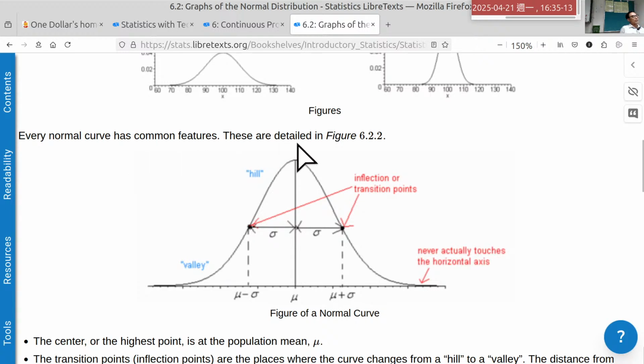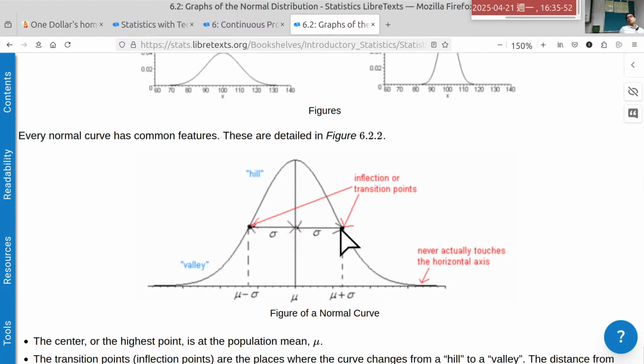Those are detailed in figure 6.2.2. The highest point we call mu, or the average. Moving to the right, here is sigma. And to the left, here is sigma. And here, the inflection or transition point.